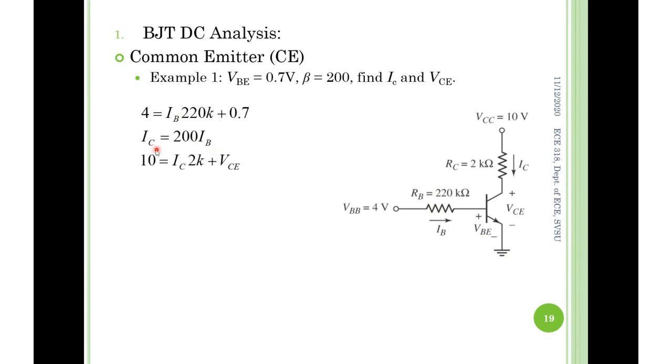Second equation is the current gain, right? IC over IB equals the beta, 200. Okay, this is the second equation. Third equation is what? From top to bottom KVL, right? Top 10 to bottom 0 equals the summation of RC voltage plus VCE, right? So RC voltage is 2K times IC. So from here, what we are seeing, IB, IC, and VCE, 3 equations and 3 unknowns, right?